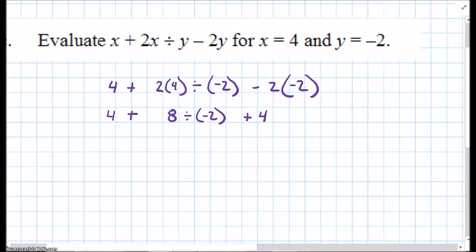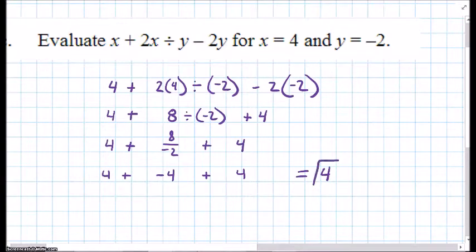It says deal with our parentheses first. So again, that's going to be 4 plus, and what this is really saying is 8 over negative 2 plus 4. So 8 over negative 2 is really just negative 4. So that's going to be 4 plus negative 4 plus 4. 4 plus negative 4 is 0, and 0 plus 4 is 4. So our answer, once we've evaluated it, is 4.